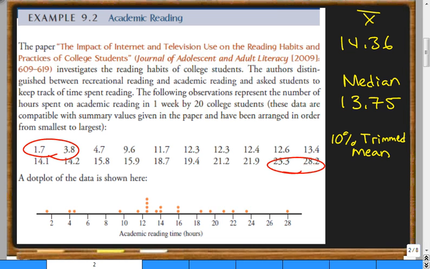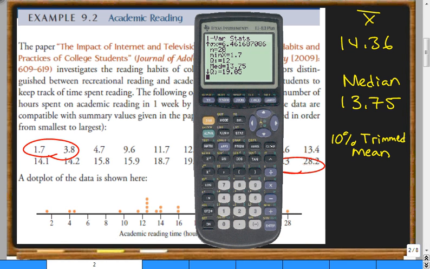So if we go back to our calculator, we can figure this out real quick. We go back to Stat, Edit, and we're going to delete the lowest 2. And we're going to delete the top 2. So delete, delete. Okay, so now we're just left with 16 observations. So we didn't take 10% away. We actually ended up taking 20% of our data away, but 10% from top and bottom.